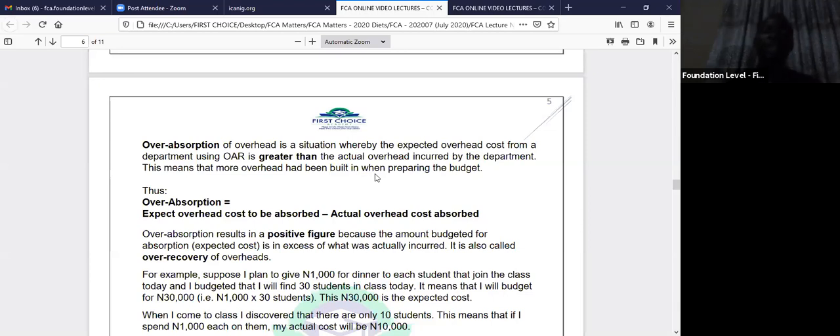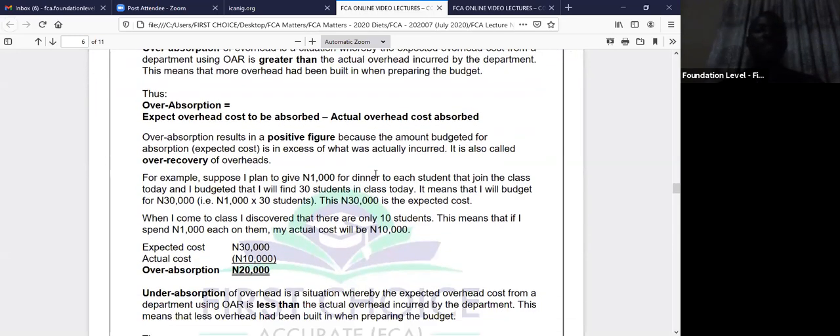So because you budgeted more than what you actually paid, you have over budgeted. You have over absorbed. And that is also what is called over recovery. It means expected cost is higher than actual cost. You have a positive figure, you have over absorbed. It means, in layman's language, you went to the market and brought back change.